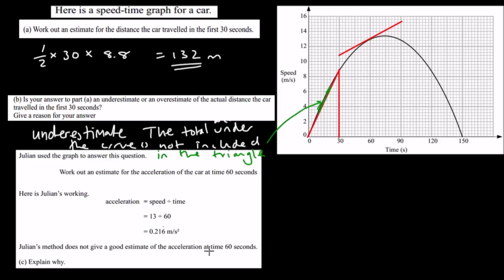Julian's method does not give a good estimate at time 60 seconds. Explain why. So Julian has worked out the acceleration of this line. So we can just say he should have drawn a tangent. I guess what he's worked out is the average acceleration in the first 60 seconds, not the acceleration at time 60 seconds. He should have drawn a tangent at t equals 60.